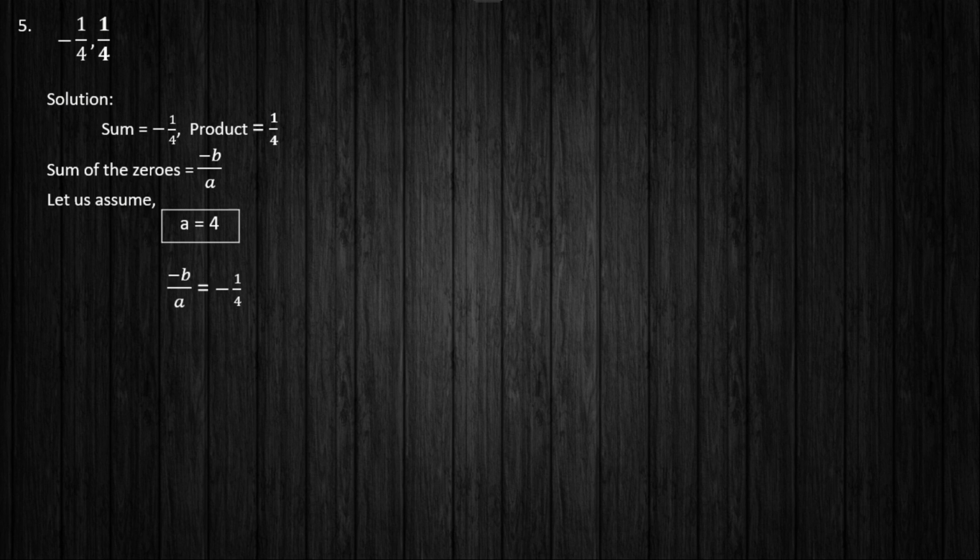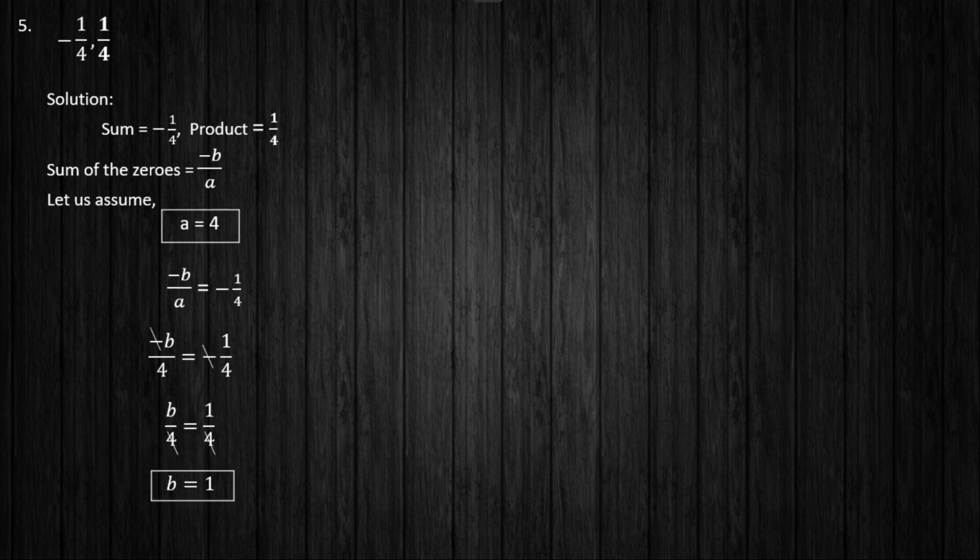Next, equate minus b by a to the sum given, that is minus 1 by 4. Here, minus and minus cancel each other. And we have to substitute the value of a as 4 itself. So we will get b by 4 is equal to 1 by 4. Here 4 and 4 cancel each other. So the value for b we will obtain after solving is b is equal to 1.